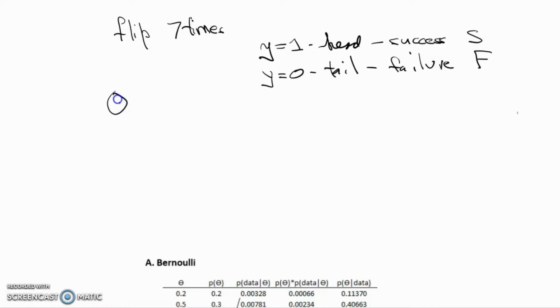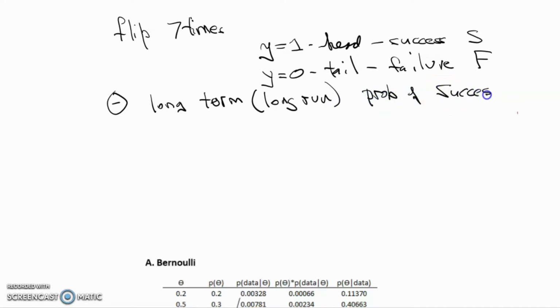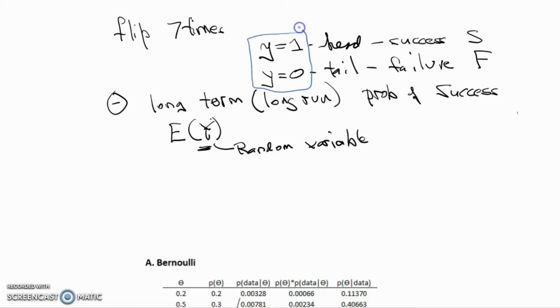And I'm going to have this parameter theta that I'm interested in, and that's the long-term, or long-run probability of success. Or another way to think about it, that would be equal to the expected value of uppercase Y, where this is a random variable, with only 2 possible outcomes, y equals 1 or y is equal to 0.